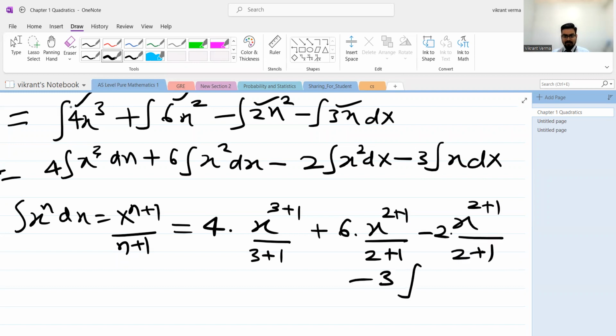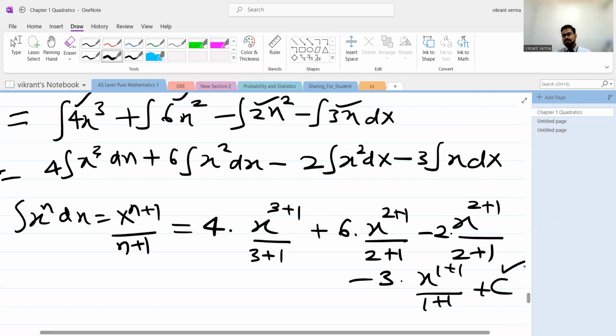Similarly, 3, oh sorry, why have I put this integral sign? Let me erase this first. So it will be x raised to the power 1 plus 1 divided by 1 plus 1, and one constant of integration. It is not that if you have two or more terms, then you will put two or three constants of integration, because ultimately they can all be added up and reduced to only one constant of integration, that will be just a simple c.